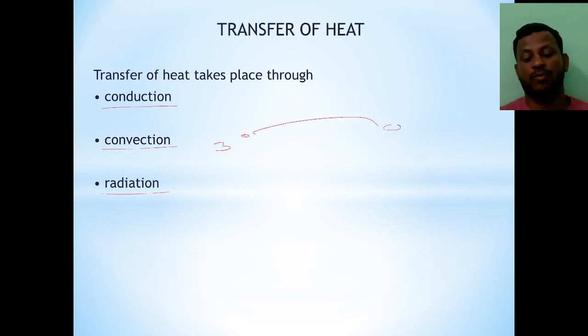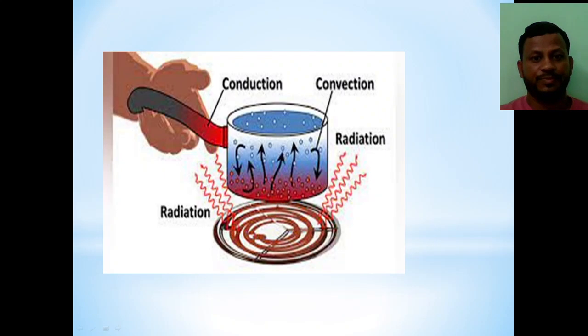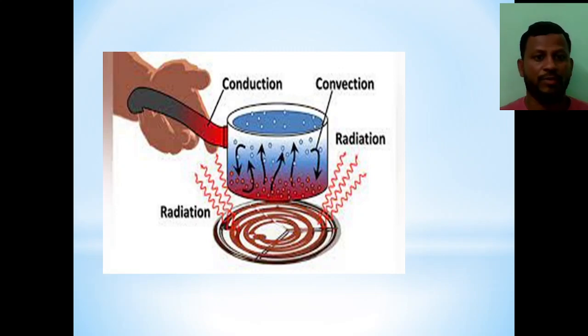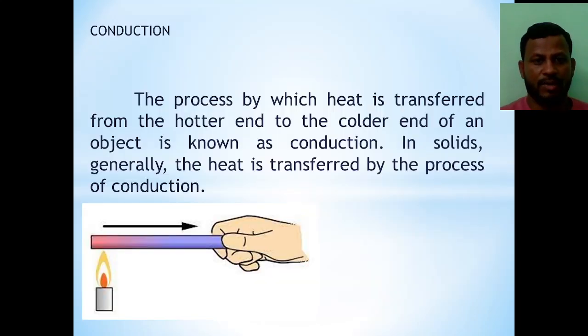Okay, let us see one by one here. The three types are conduction, convection and radiation. These are the three points. Look here on your screen. By this image, you can come to know what conduction, convection and radiation are. Okay, let us see one by one.